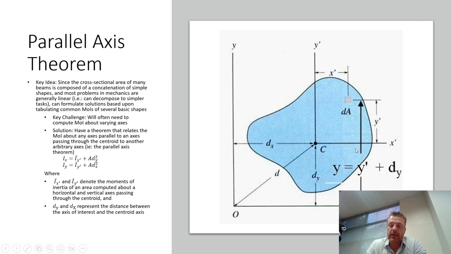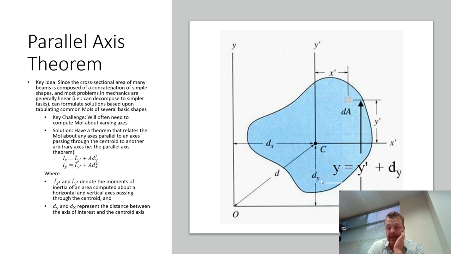So putting an actual label on it here, if you notice we have this blue area shape, and we're told that its centroid is this point C. We assume that someone has already done the work for us of knowing the moment of inertia about these axes, x prime and y prime. X prime is horizontal and it runs through the centroid. Y prime is vertical and it runs through the centroid.